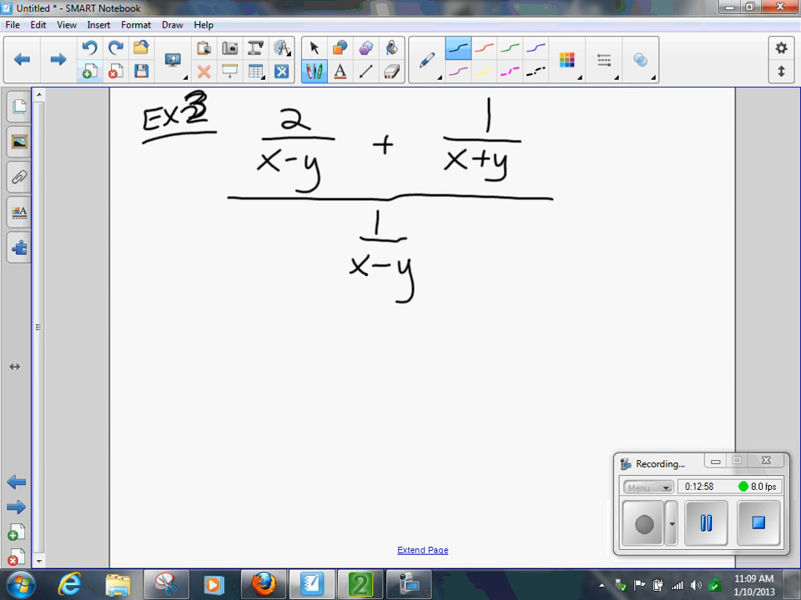What are you trying to do? What's that word? Common denominators. All right, before I even do that, though, I'm going to rewrite this thing, old school.